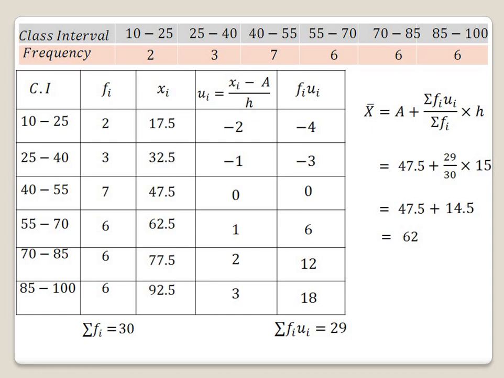Therefore by this method we can find the mean if the data given is of the type grouped frequency distribution. This is how we find the mean by the step deviation method.